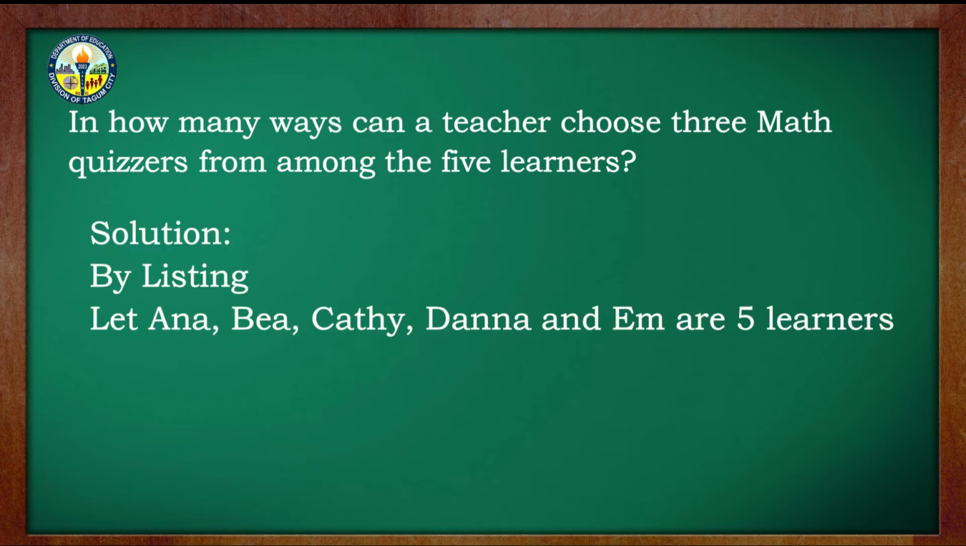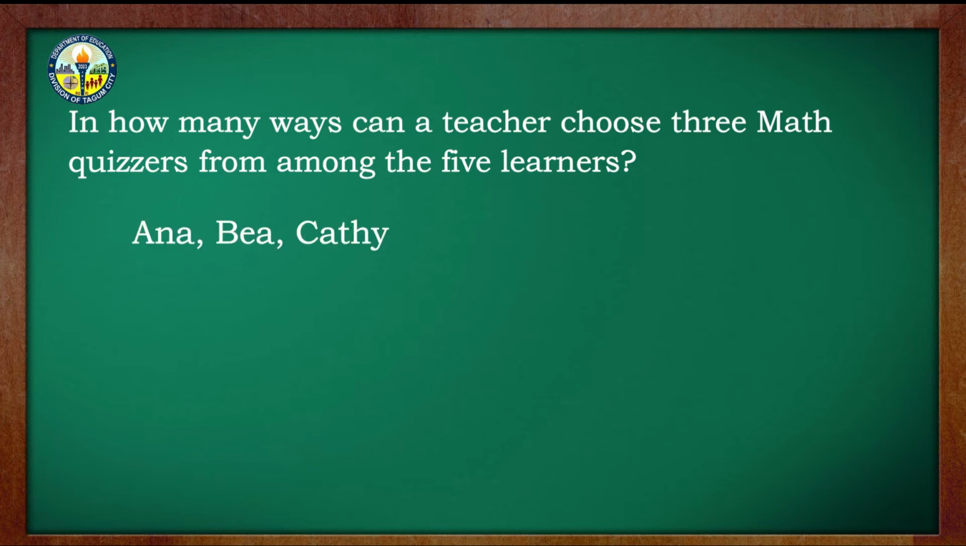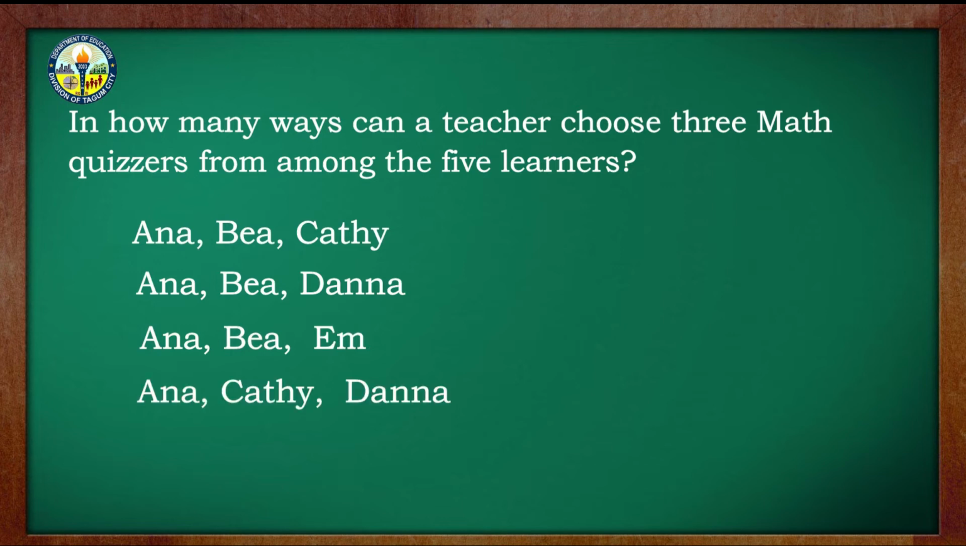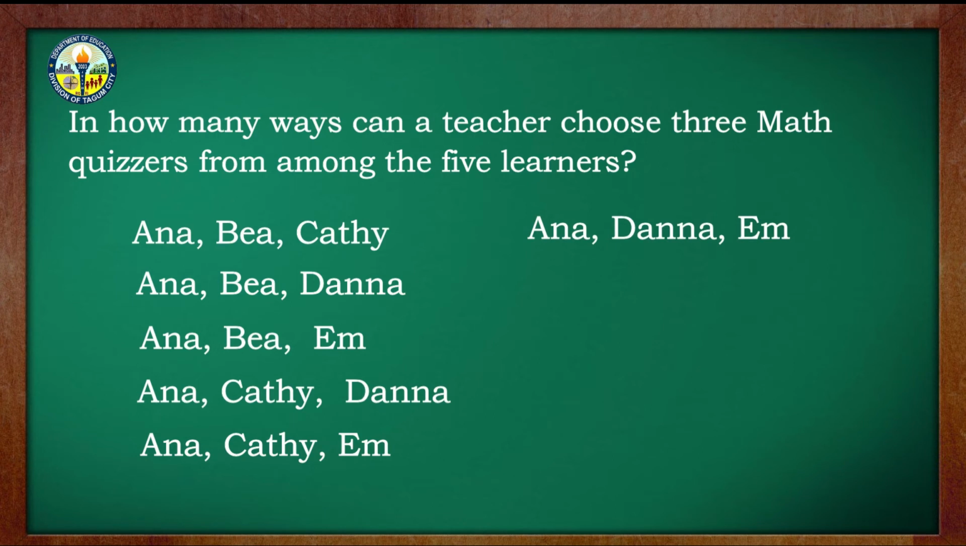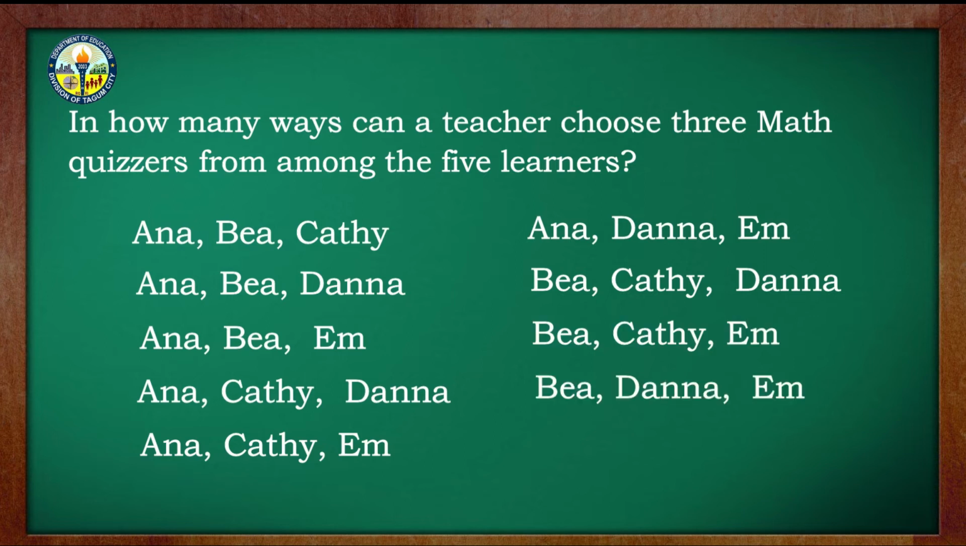If we let Anna, Bea, Kathy, Dana, and Em be the 5 learners, then by listing, the different possibilities are Anna, Bea, and Kathy. Anna, Bea, and Dana. Anna, Bea, and Em. Anna, Kathy, and Dana. Anna, Kathy, and Em. Anna, Dana, and Em. Bea, Kathy, and Dana. Bea, Kathy, and Em. Bea, Dana, and Em. Kathy, Dana, and Em. So, how many combinations are there? There are 10 possible ways.